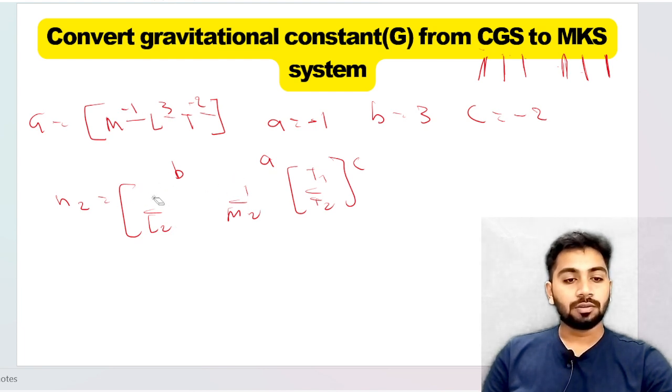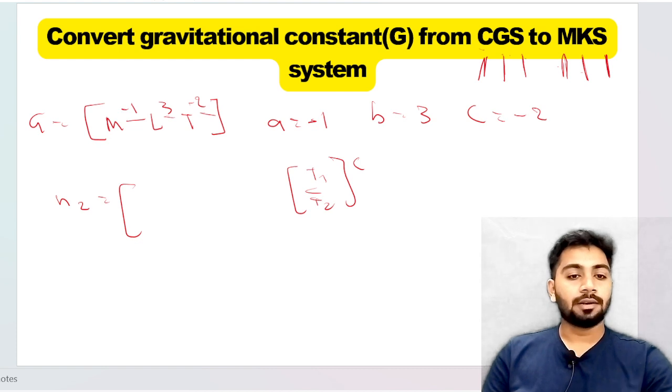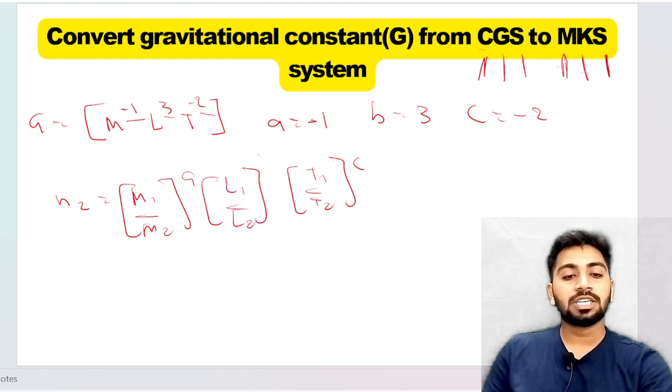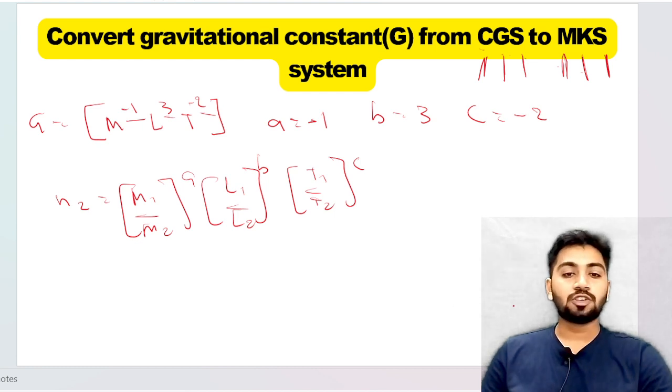Why confusion? I will write this. No confusion. Wait. No confusion allowed. M1, M2 into A, L1, L2 into B. Now it's fine. Now it's super.